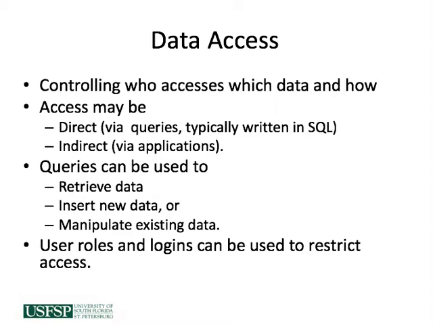Indirect access involves accessing data through an application. An example is the use of a web interface to access an inventory database of some online vendor. Typically, an application generates a SQL query to retrieve the data from the underlying database and then displays this to the user. Queries can be used to perform all possible database operations. In particular, queries can be used to retrieve data, insert data, or manipulate existing data. Moreover, as we said, we can use user roles and logins to restrict access and to restrict what type of queries the user or application can perform. As we progress through the course, you will see multiple examples of this.